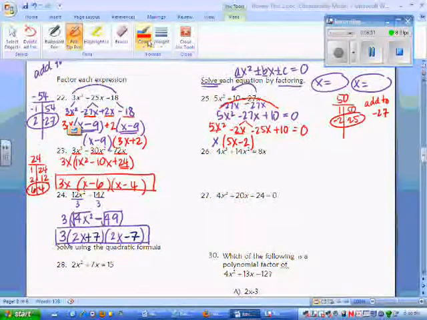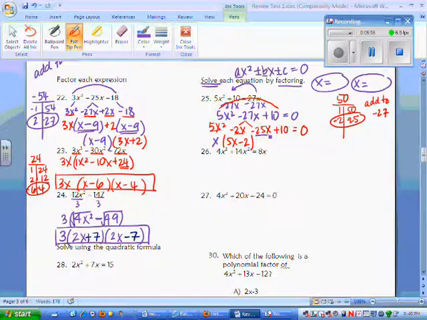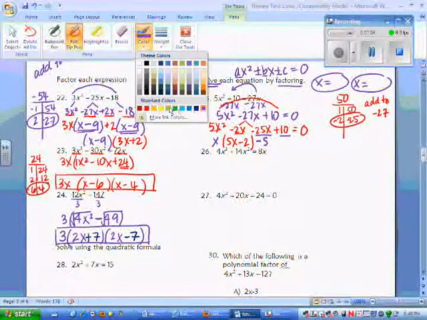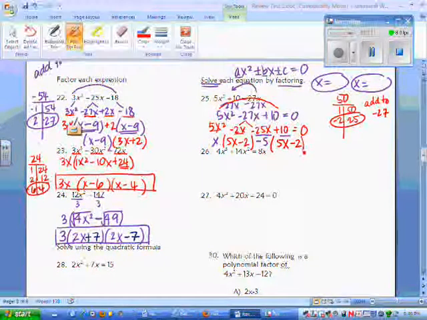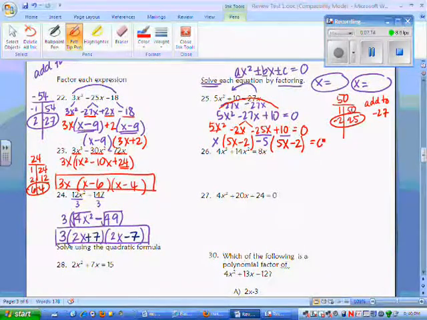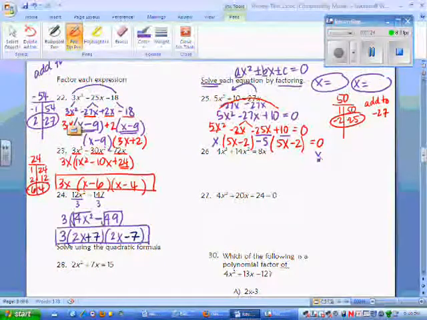Okay, looking at the next two, what can I pull out? We have a negative 25x and a 10. Well, since the first term's negative, I'm going to pull out a negative 5. Okay, remember these two should match. So 25 divided by negative 5, 5x. 10 divided by negative 5, negative 2. Okay, now my two factors are going to be x minus 5 and 5x minus 2.